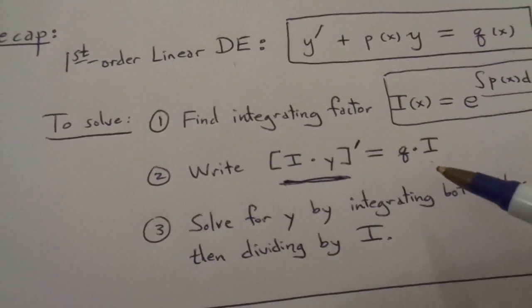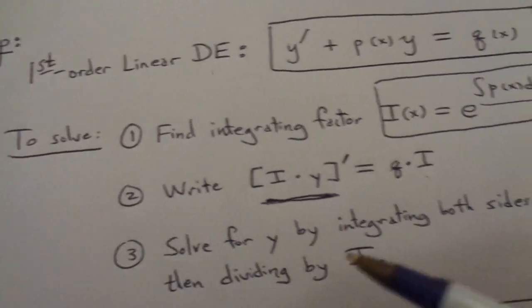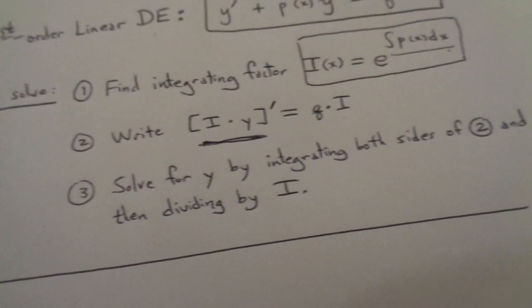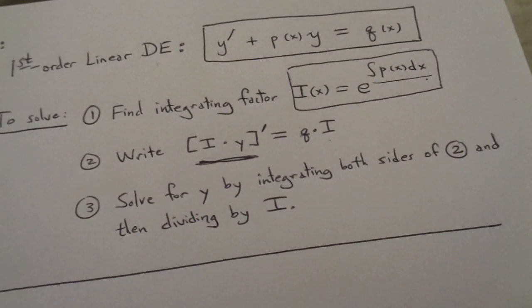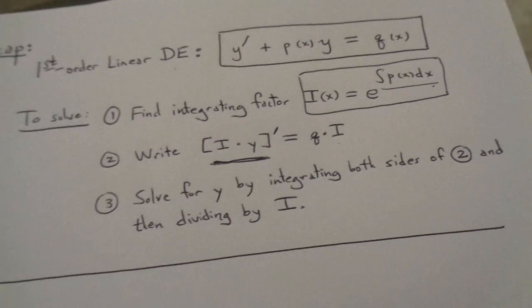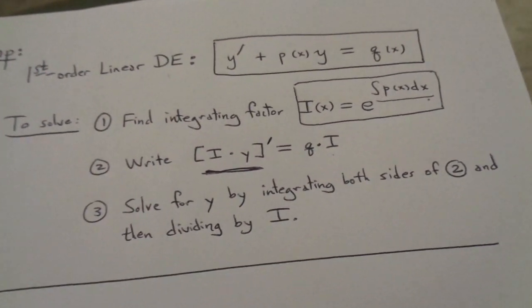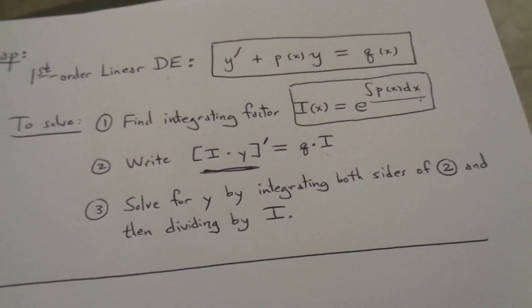Once you've written that down, it's very easy to solve for y. You simply have to integrate on both sides and then divide by I in order to get y by itself. That's the method for solving a linear first order differential equation.